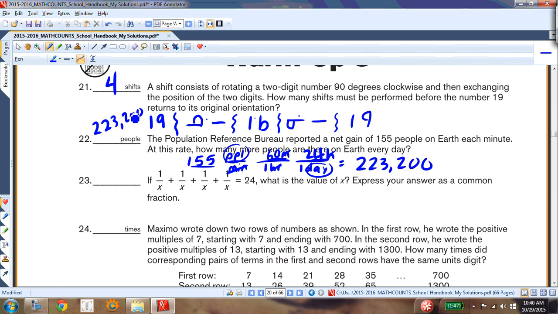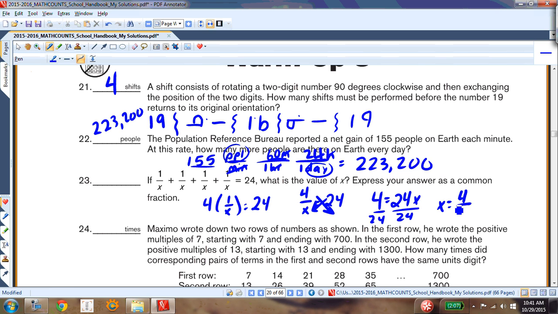Here I have 1 over x, 4 times, is equal to 24. I'm going to simplify this to 4 times 1 over x equals 24, or 4 over x equals 24. Do this how you like, but I like to think about it as cross multiplying in this way. So 4 is equal to 24x, and then divide both sides by 24. So x is equal to 4 over 24. To simplify that, that's 1 over 6.